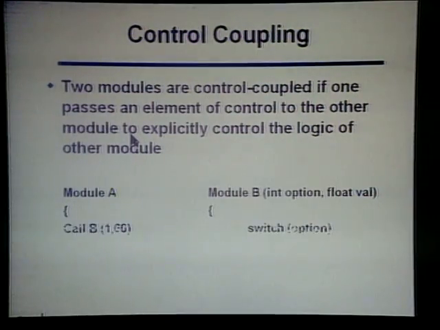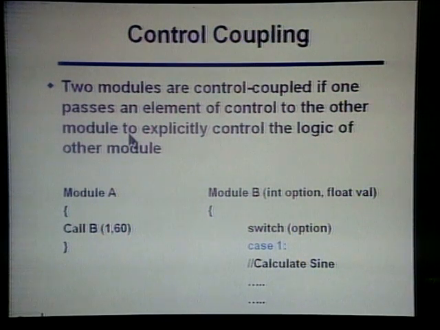Remember that if one module makes a change in the global variable, then all the other modules which are accessing the same data will also be affected. That should be kept in mind when you are using global variables. The next type of coupling is called control coupling. We say two modules are control coupled if one passes an element of control to the other module to explicitly control the logic of the other module.